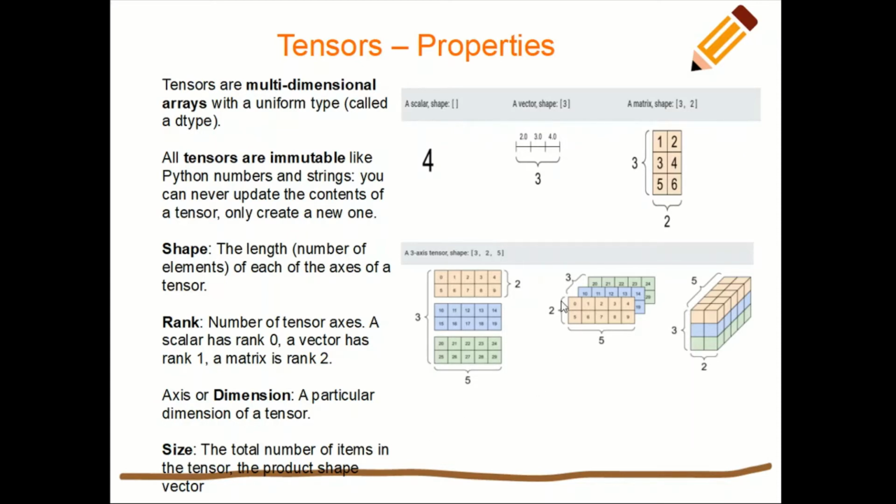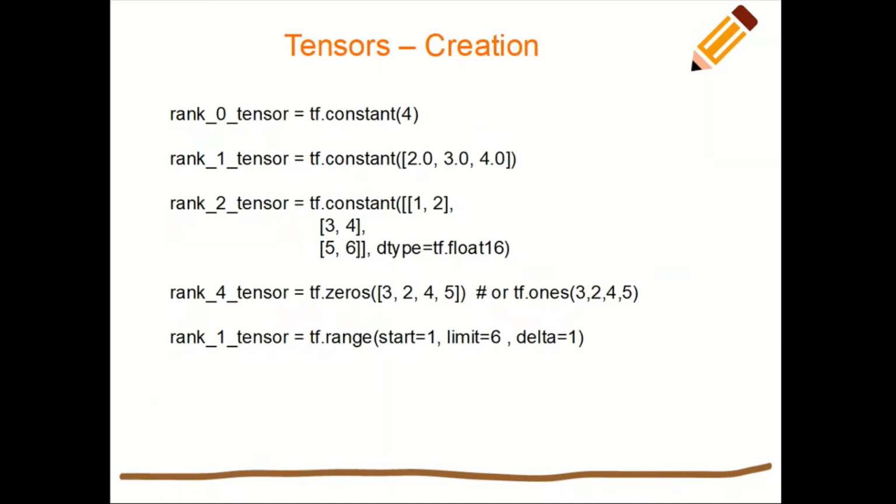And the size is the total number of elements. In this particular case, it is 3 into 2, so 6 is the size of the matrix. In this particular case, it will be 3 into 2 into 5, so 10 into 3, 30. That will be the size of the matrix. So those are the properties of the tensor.